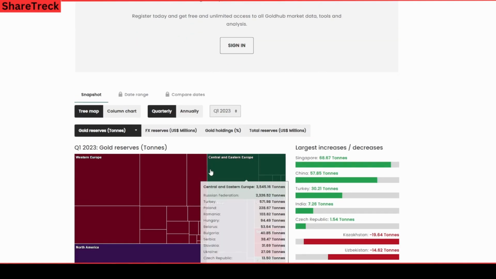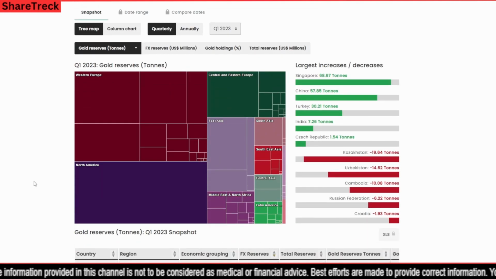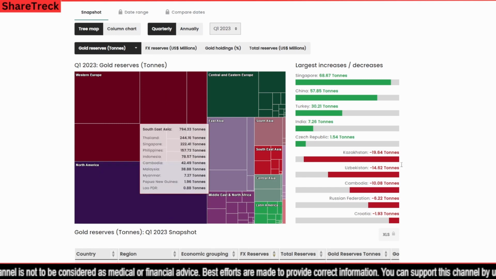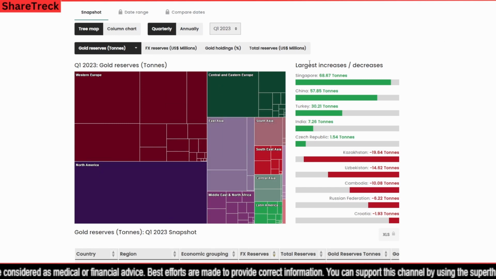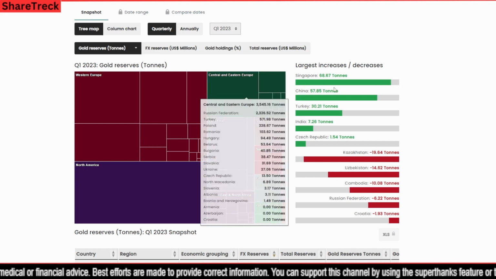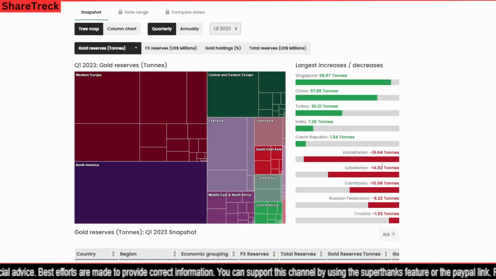And they have got a chart out here, a snapshot of Q1 status of 2023 gold reserves in tons. And on the right side, we have this chart which shows green bars showing increase in gold holdings and red bars showing decrease in gold holdings.